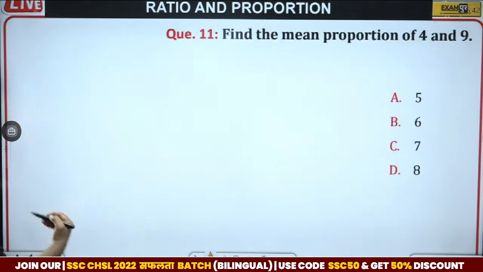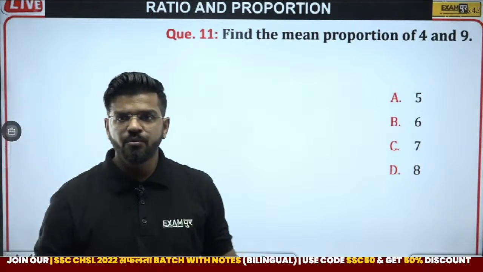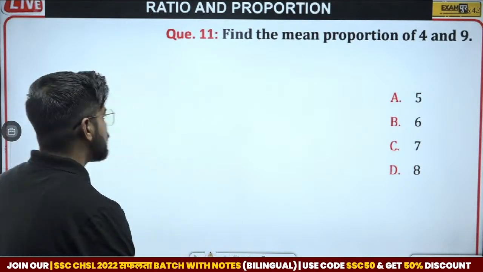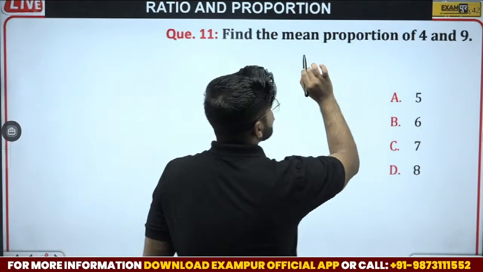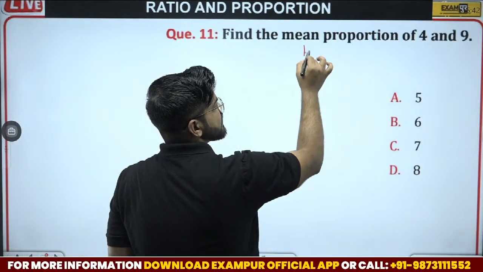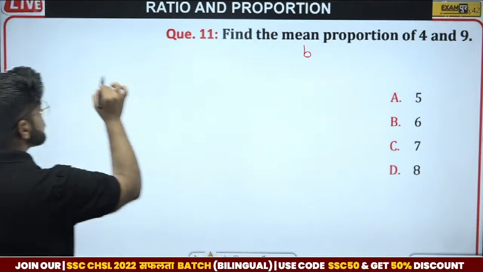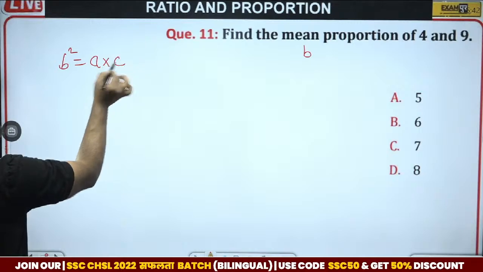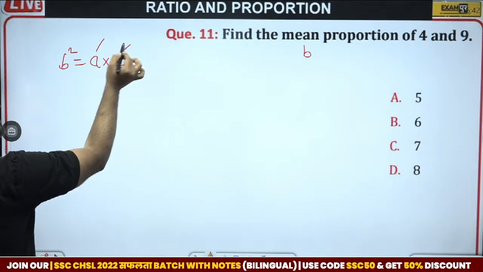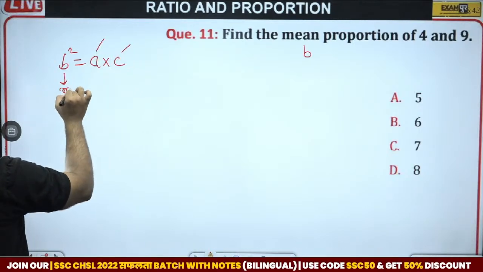So let's move on to another question. We now have some proportion based questions. How do we calculate the mean proportion? If you have to calculate the mean proportion, then it is B. Just see here, B square is equal to AC, A into C. This is the first, this is the third, and this is the mean proportion.